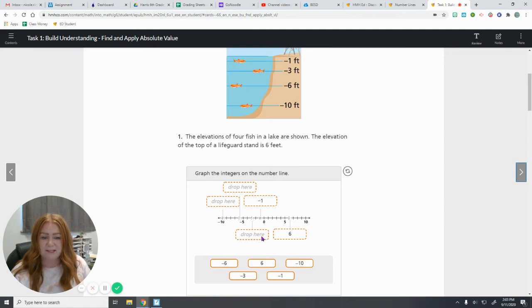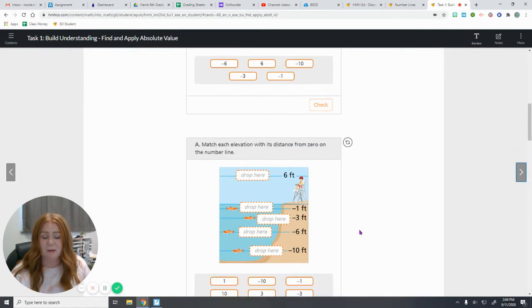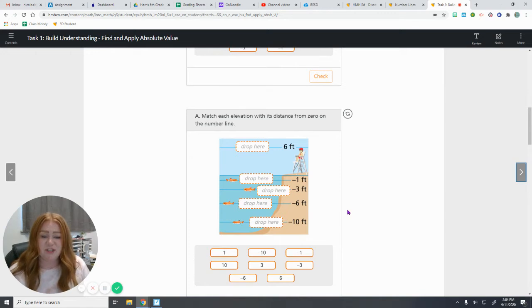So go ahead and pause the video and see if you can finish placing those last few fish on the number line there. Okay, so once you have your fish there, now we are going to match the elevation with the distance from 0. And remember, distances are always going to be a positive number. And I can see some of these answers down here have negatives on them. So it's going to try and trick you. So we'll see if you've been listening.